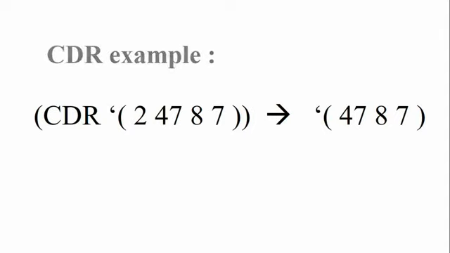Let's see some examples of CDR function. If you give CDR in front of a list having A, B, C, it will return B, C. If you give CDR in front of a list which has 2 lists inside, it will return the second list as B, C.